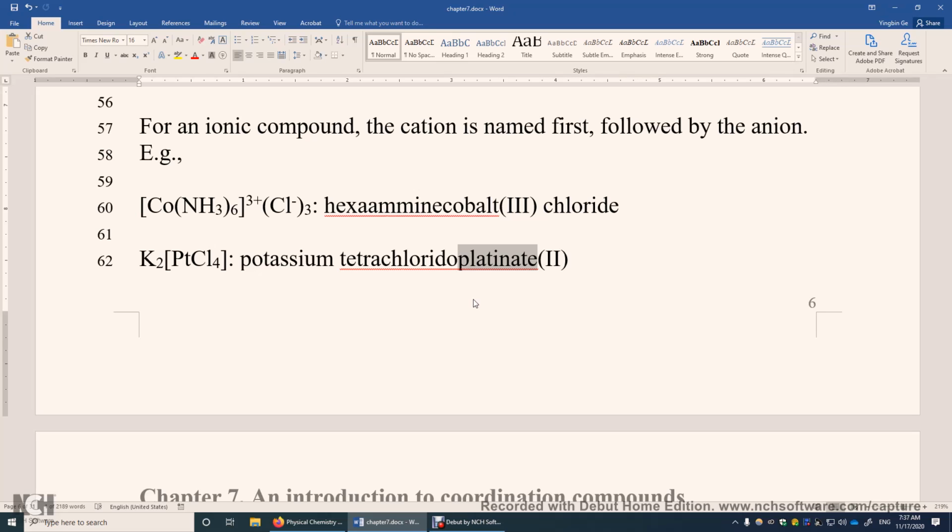And also, I want to remind you, you can replace this chlorido with the common name, chloro. So if you name this tetrachloroplatinate, this is also correct. And it is probably more commonly used than the IUPAC name chlorido.